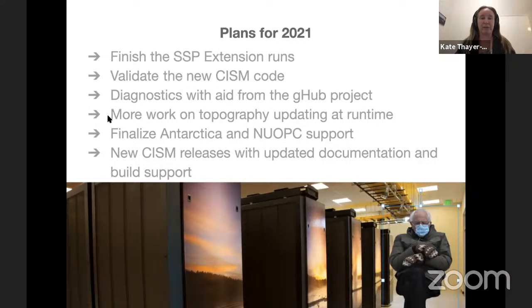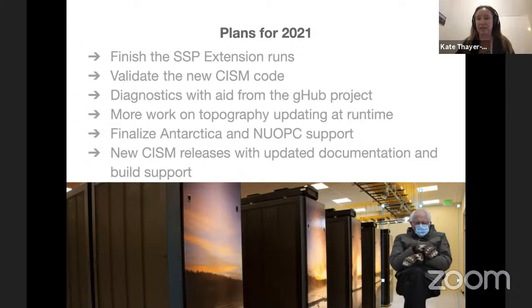We are really hoping to focus on getting work done on a land ice working group diagnostics package, especially with aid from this GHub project, and continuing work on finding a better system for doing topography updating at runtime during the model. We'll be finalizing the Antarctica support and working on NorESM support for the future of CESM, and looking into some CESM releases this year with updated documentation for the model, including build support on laptops.